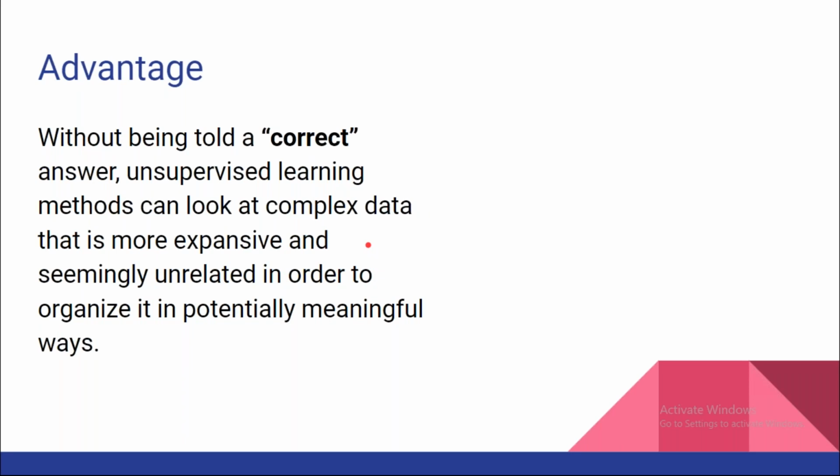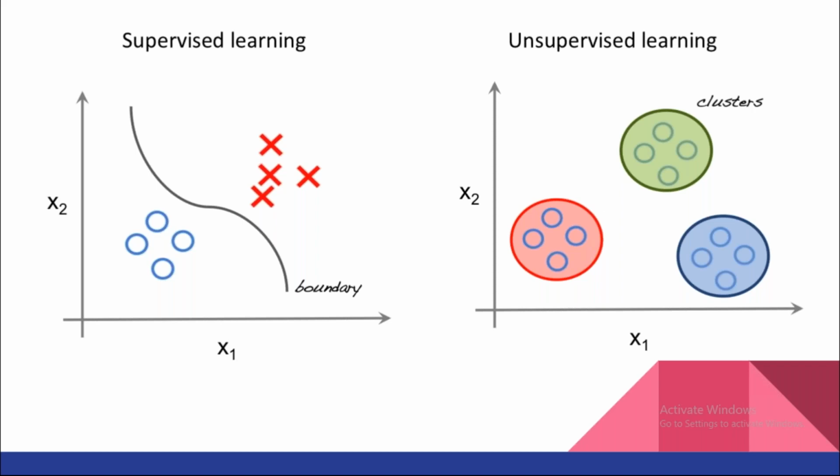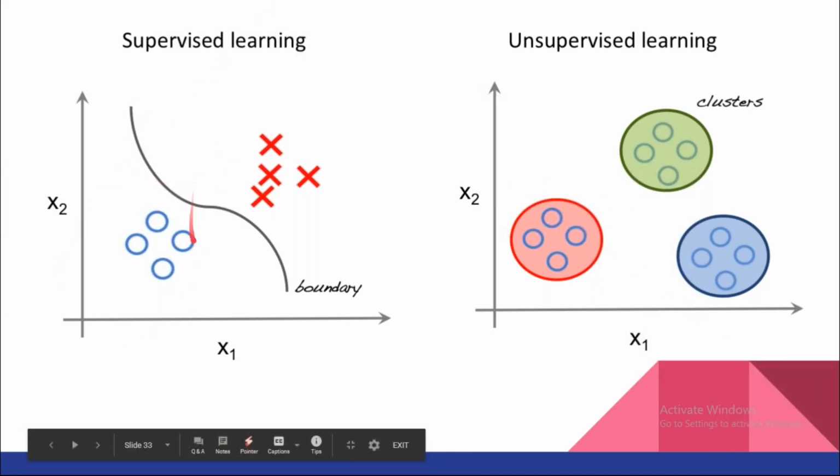So the most important advantage is that without being told a correct answer, unsupervised learning methods can look at complex data that is more expansive and seemingly unrelated in order to organize it in a potentially meaningful way. And this is the advantage that you have with unsupervised learning models, basically. So this is how supervised learning is going to be.